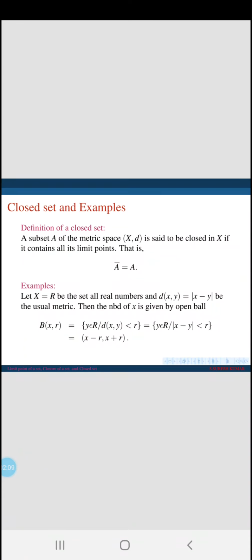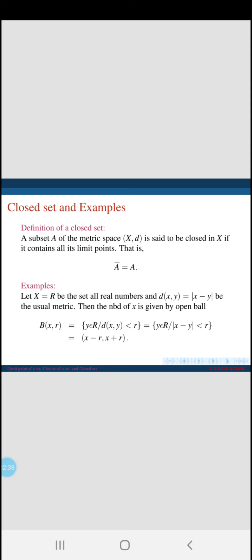Next, the definition of a closed set. A subset A of the metric space (X, d) is said to be closed in X if it contains all its limit points. That is, the set of all limit points is a subset of A. That is, A dash is a subset of A. In other words, A closure is equal to A.